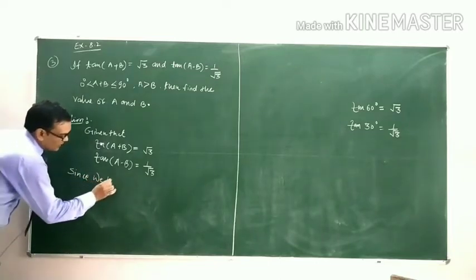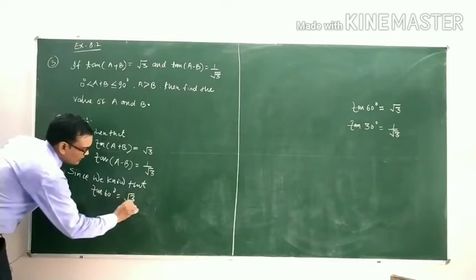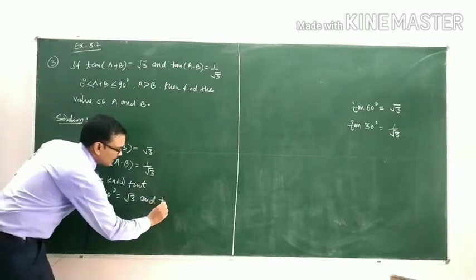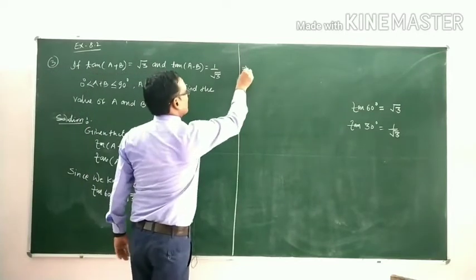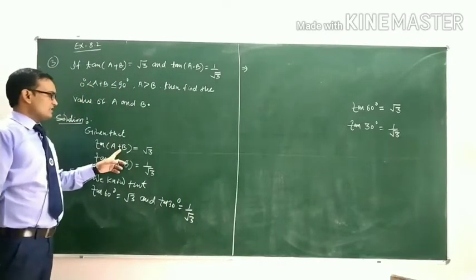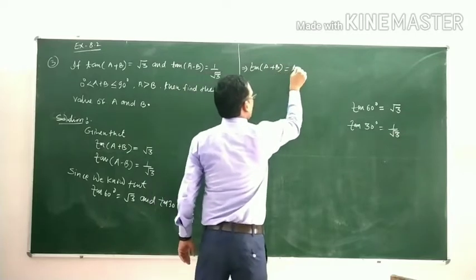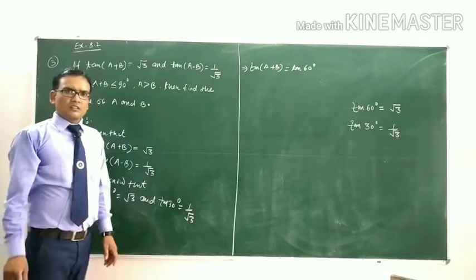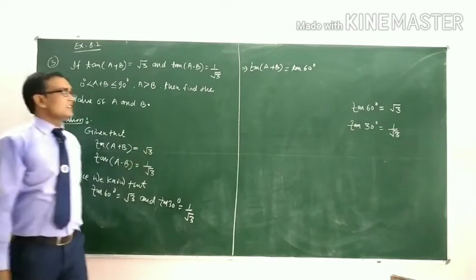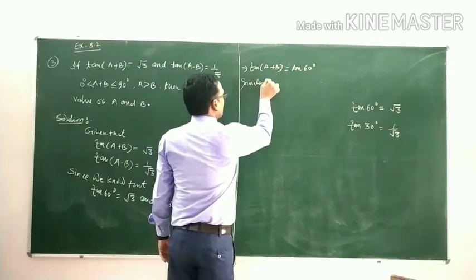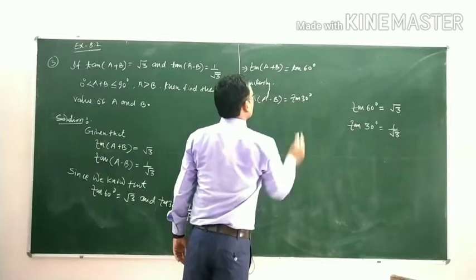Since we know that tan 60 equals square root 3 and tan 30 equals 1 upon square root 3, then we write tan(A + B) equals root 3, so tan(A + B) equals tan 60 degrees. Why? Because tan 60 is square root 3, we put the value. Similarly, tan(A - B) equals tan 30.